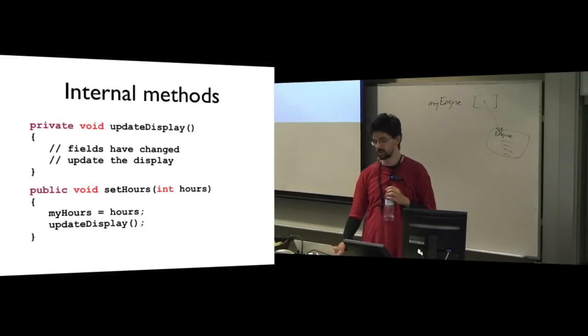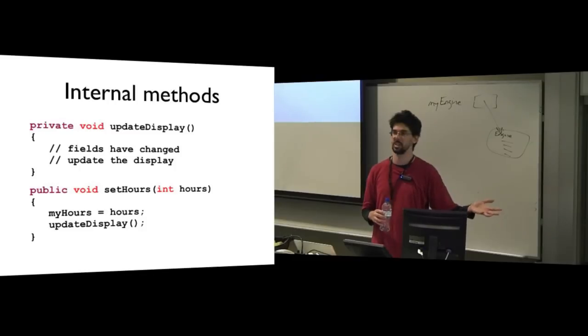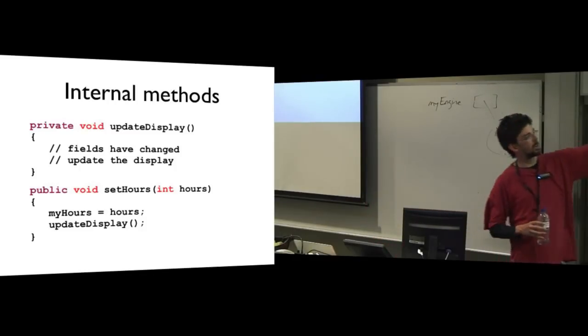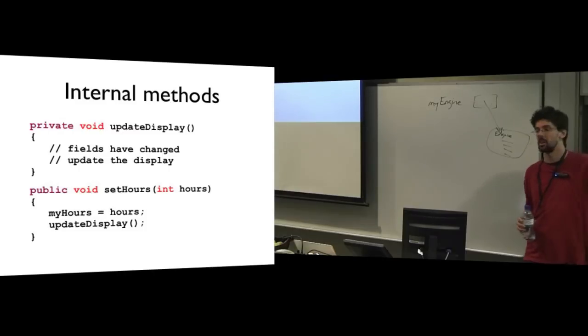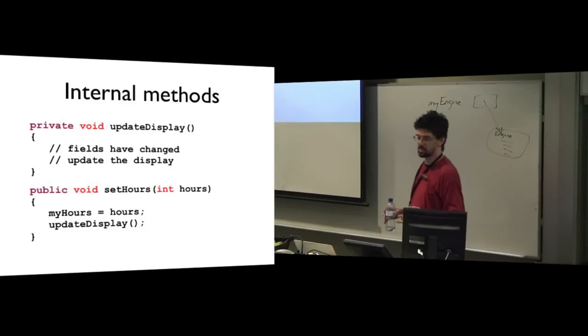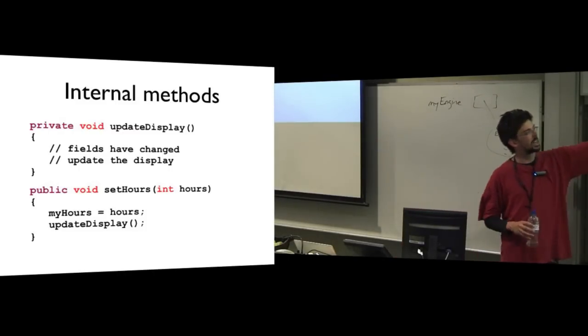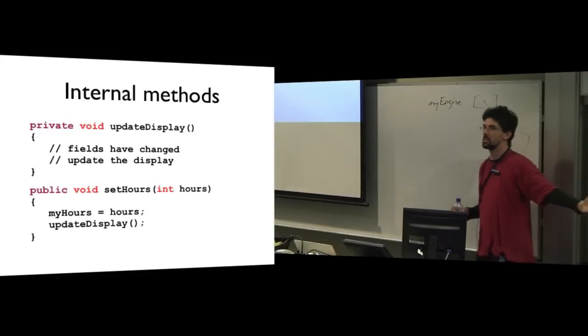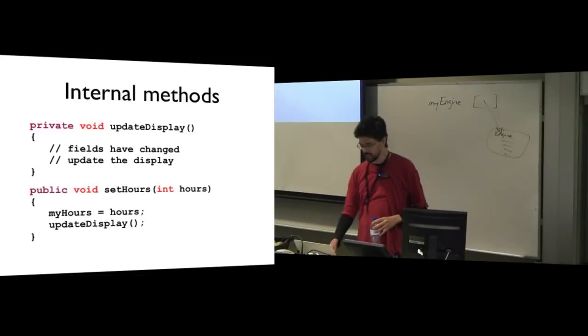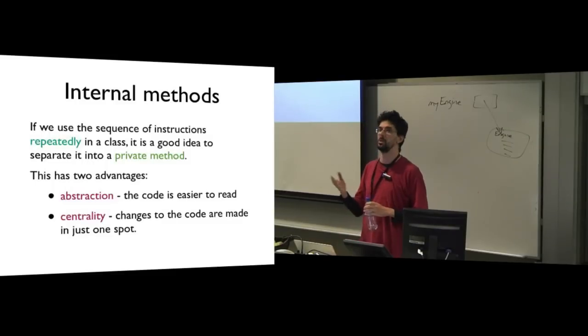And so then whenever we set the hours, we can set the appropriate thing and then update the display, and it runs that update code. When we set the minutes, we set the minutes field, and then we run update display to run that code to update the display. So the idea is to take code that we use repeatedly and write it in a single method so it only exists in one place in our code.